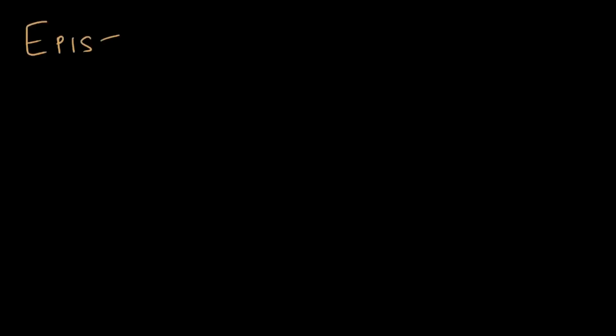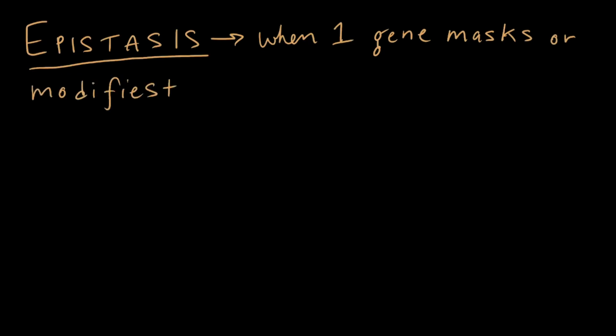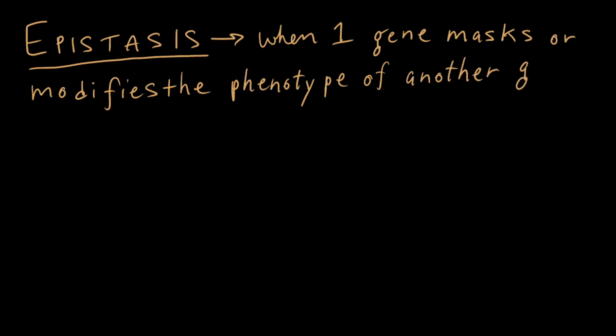Essentially, when we talk about epistasis, we are talking about gene interactions. This, of course, means that epistasis has to occur when there is more than one gene, so two or more genes contribute to the same phenotype. This is often described as when one gene masks or modifies the phenotype of another gene.